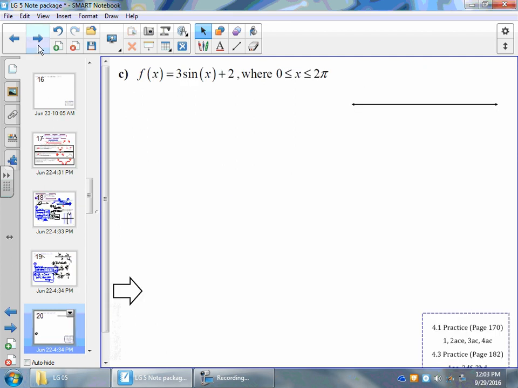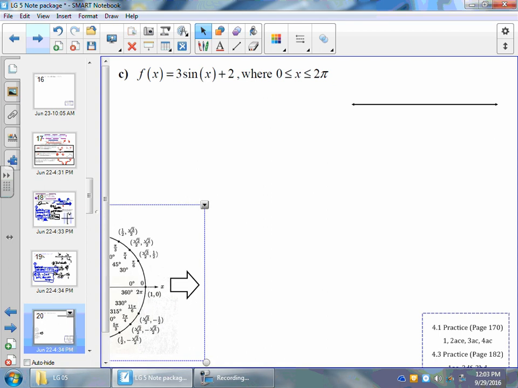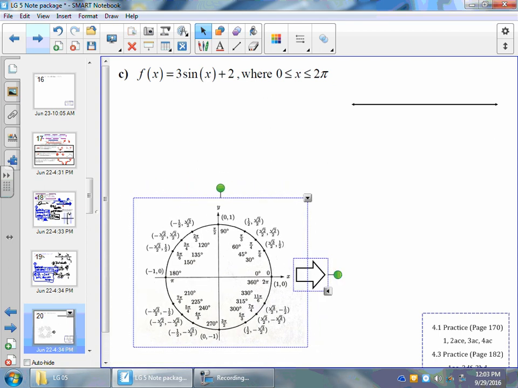Now the next one and the last one here, I encourage you again, pause, try it yourself. This one's going to have a few more critical values, which is good. And you'll see that you may also want to use your unit circle here for this one.